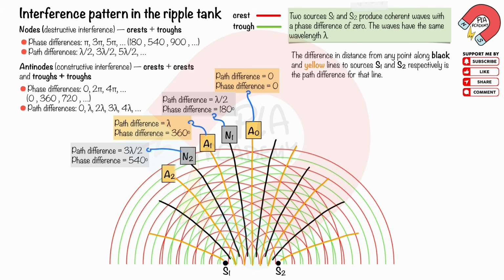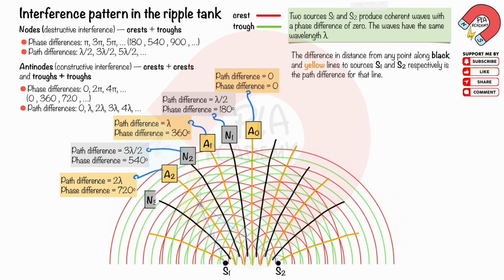The next yellow line marks the second-order antinode A2. At this antinode, the path difference is 2 wavelength and the phase difference is 720 degrees. This means that the difference in distance from any point on this line to the two sources, S1 and S2, is 2 wavelength. For example, at point E on this line, the distance S1 to E is 4 lambda, and the distance S2 to E is 6 lambda.